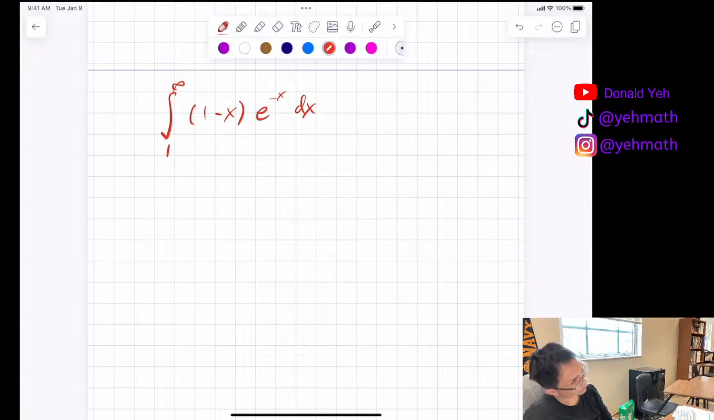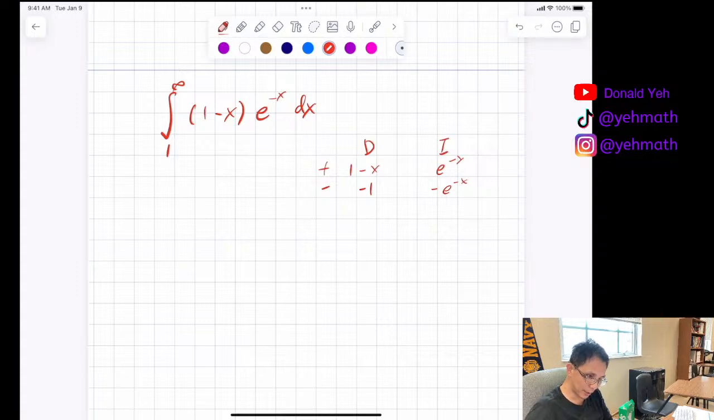What kind? You do the DI method, because this is integration by parts. This is 1 minus x, and this is e to the negative x, plus, minus, negative 1, negative e to the negative x. That's integrable. So that's going to be 1 minus x, negative e to the negative x, and with 3 negative signs, it's going to be negative e to the negative x dx.